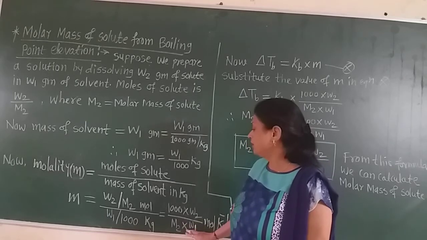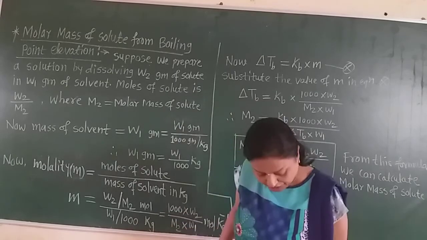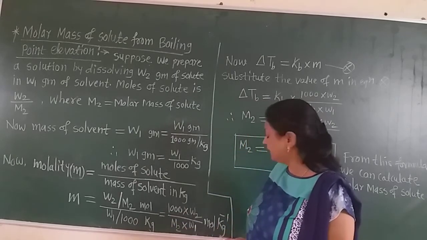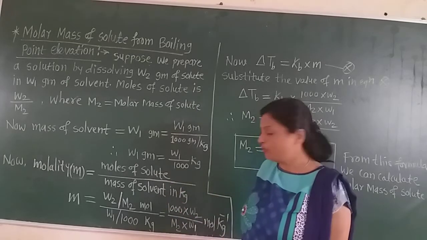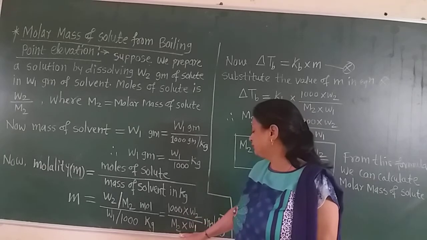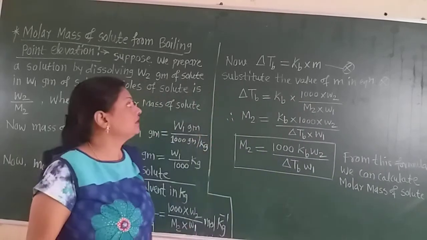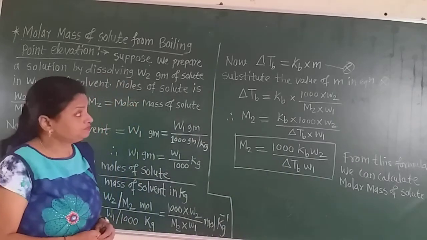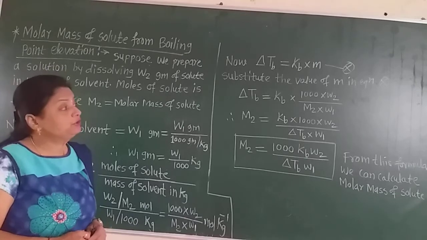Now the number of moles is in mole, and this is in kilogram. So the unit of the molality is moles per kilogram. So m is equal to 1000 into W2 divided by M2 into W1. Substitute this value in the equation. We know this equation, that is delta Tb is equal to Kb into m.